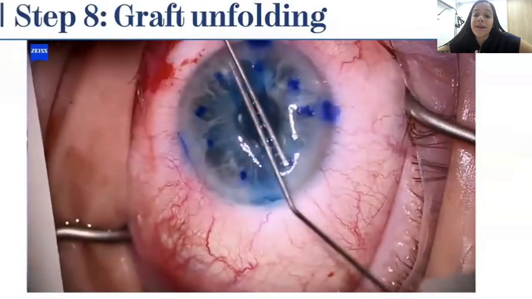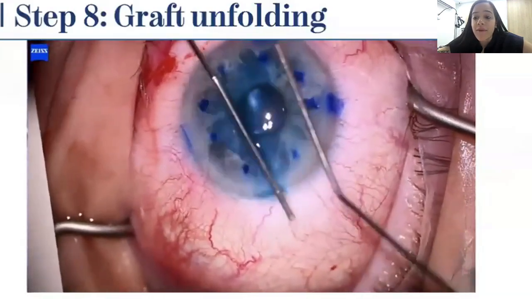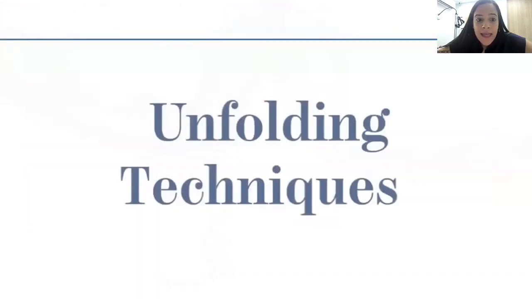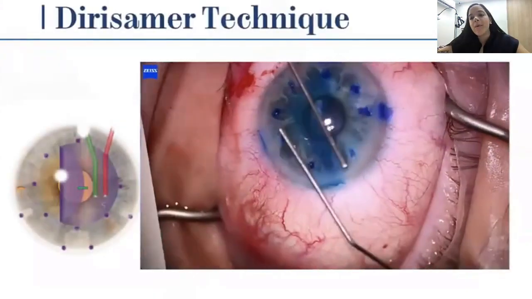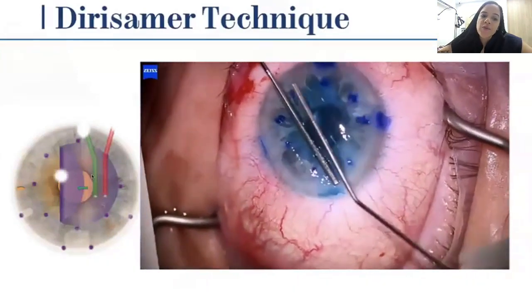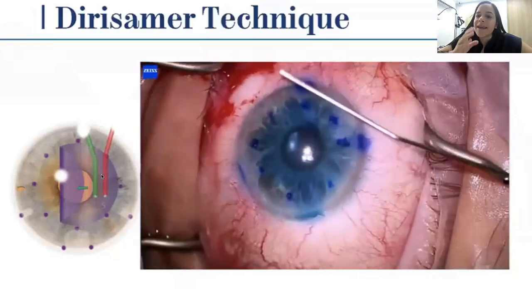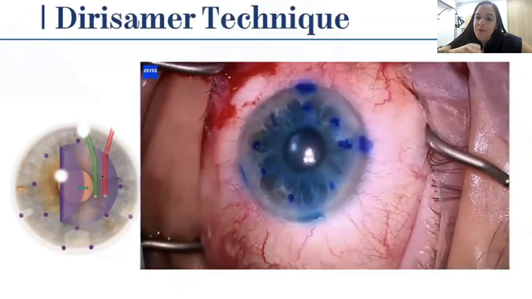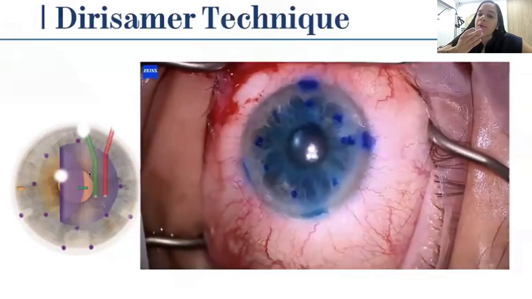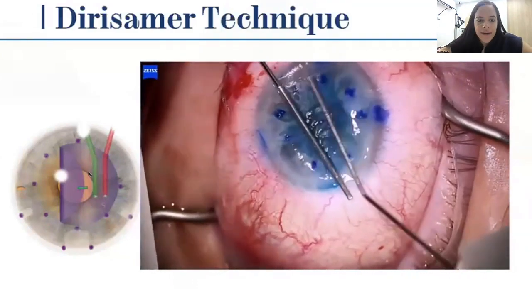Next, we're going to start the graft unfolding. So gently we will do corneal tapping to help the graft unfold and center itself. I brought here some unfolding techniques that I used during my fellowship. The most common one is the Descemet technique. Here, you're going to use two cannulas. In this picture, you see the red cannula will be stationary and mildly compressing the cornea, and the green cannula will be using a sweeping motion, so you can open the scroll portion of the graft.